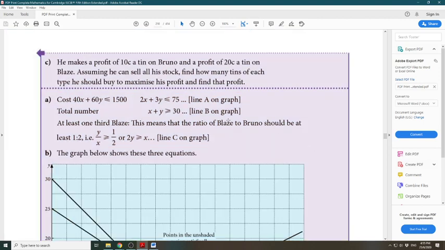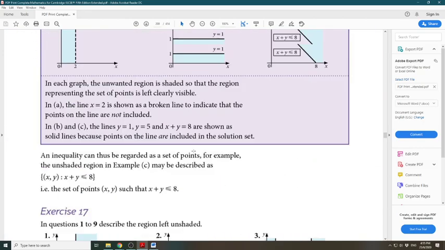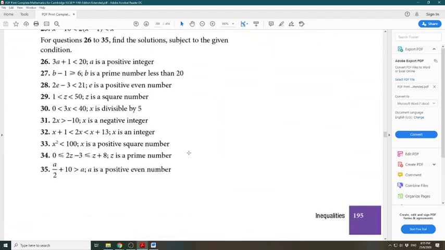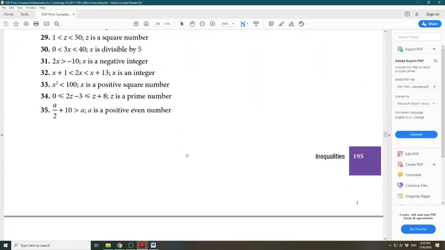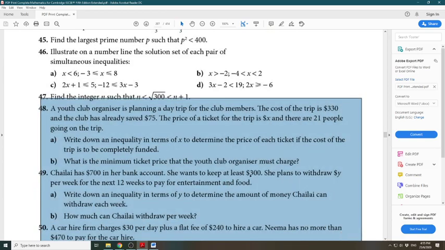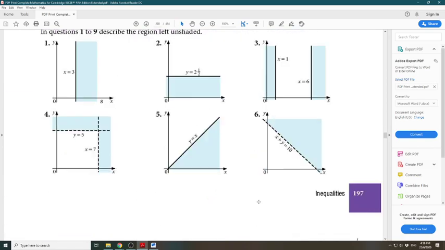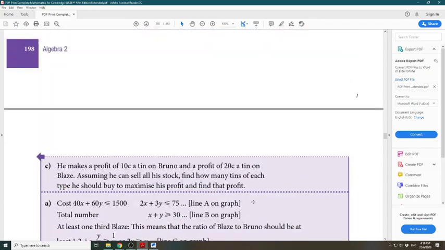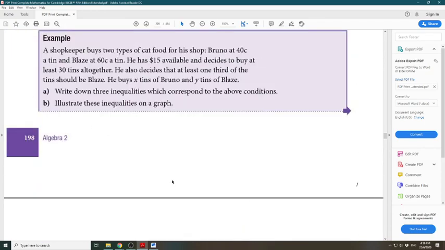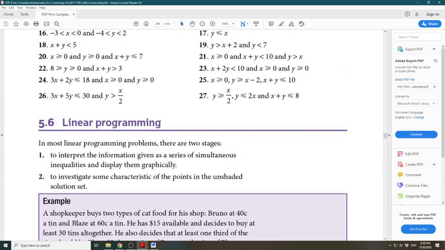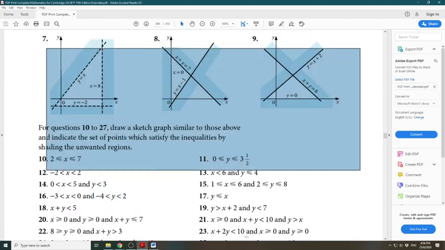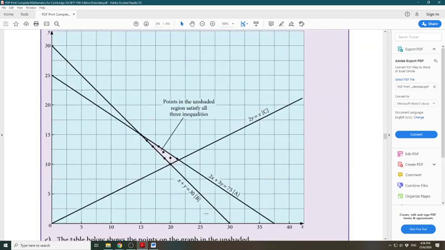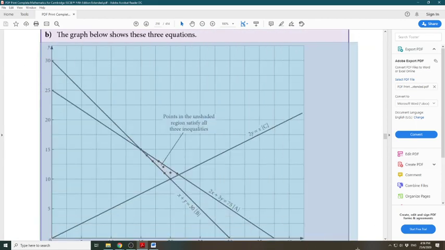Now this is usually where people always get stuck. If you are stuck here, you need to go back to exercise 16. All the questions down here, you need to learn how to create your inequalities. Next, illustrate these inequalities on a graph, just as you did over here, all these questions over here. So you need to form it.